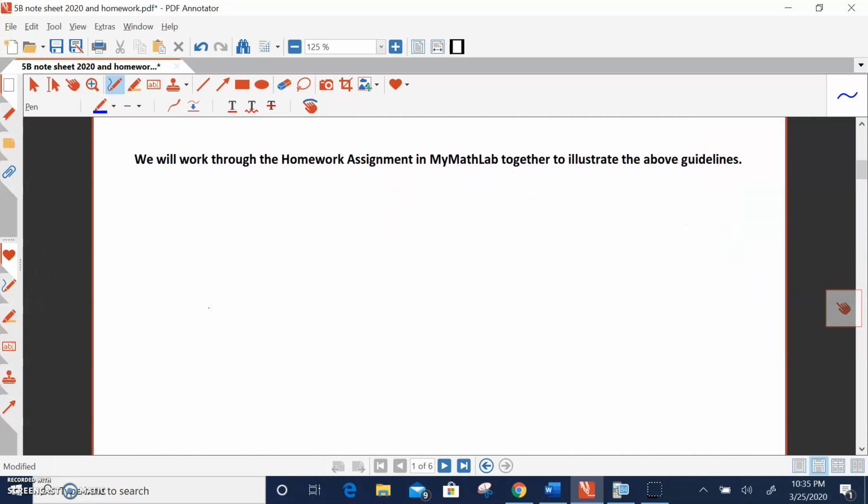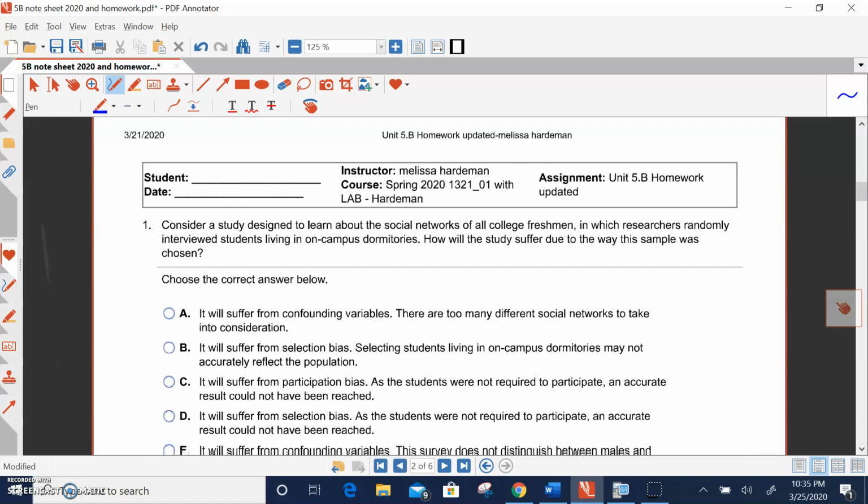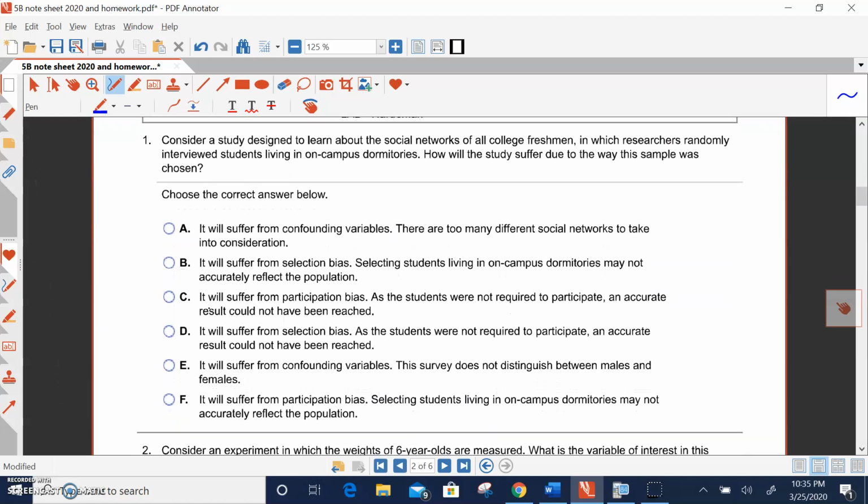So here is the homework from section 5B. First one is, actually, you know what I'm going to do? I'm going to say pause the video, read it, come up with an answer, then we'll go through it together. And I'll do that for all 12 of these questions. So pause the video.